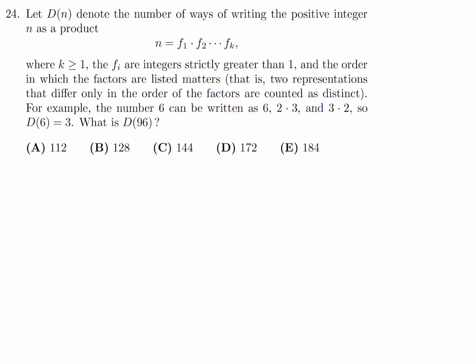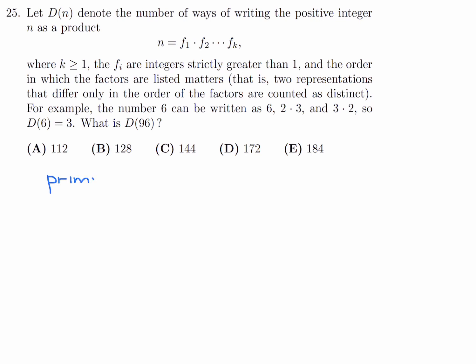Let d of n denote the number of ways of writing the positive integer n as a product n equals f1 times f2 dot dot dot fk, where k is greater than or equal to 1. The f sub i are integers strictly greater than 1, and the order in which the factors are listed matters. That is, two representations that differ only in the order of the factors are counted as distinct. For example, the number 6 can be written as 6, or 2 times 3, and 3 times 2. So D6 would be 3. What is D96?